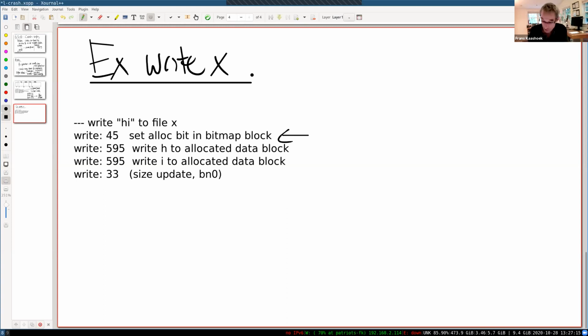And now we can ask ourselves the same question: what will happen if we crash? So, for example, let's say we crash right here, between writing the bitmap block and before we actually write the inode. So crash here.